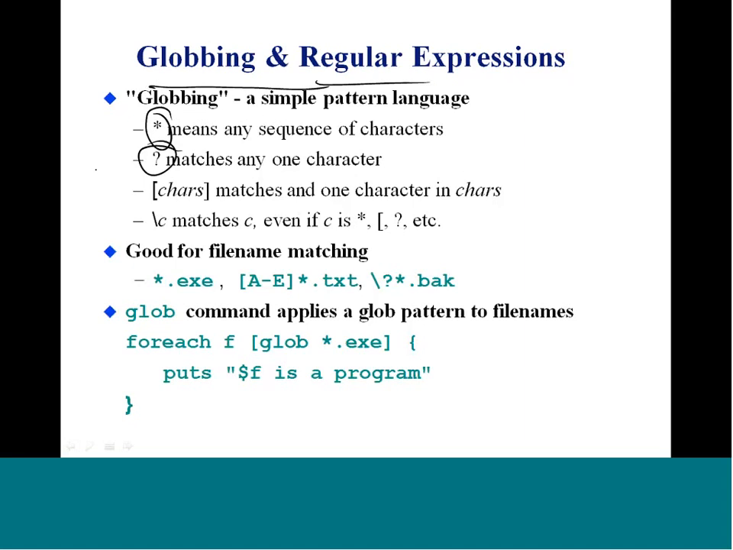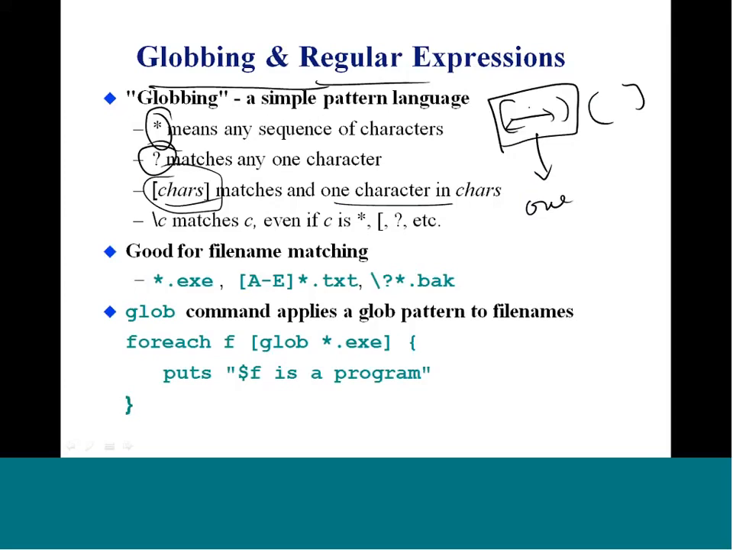Now we can also have square brackets with some characters in the middle. This can be characters or a range of characters, and it matches one character in that range. Again, you can have multiple of these to match more than one character, but every square bracket will match one character out of the set specified here.